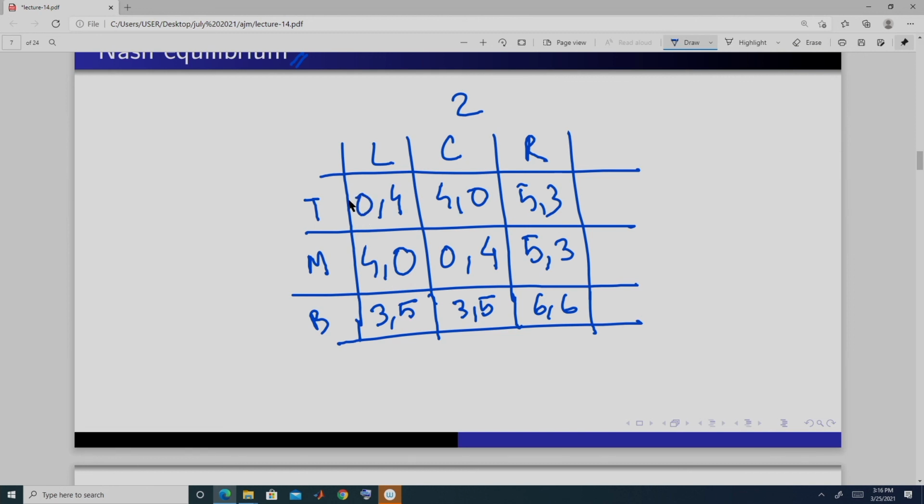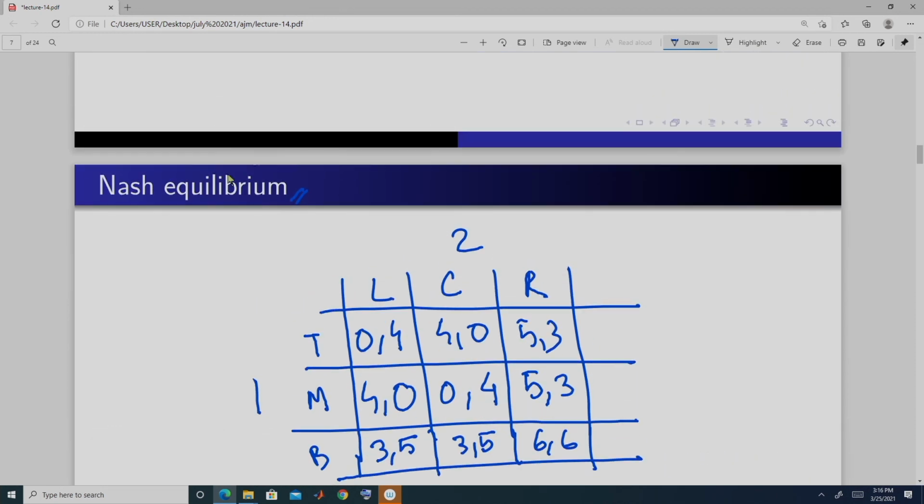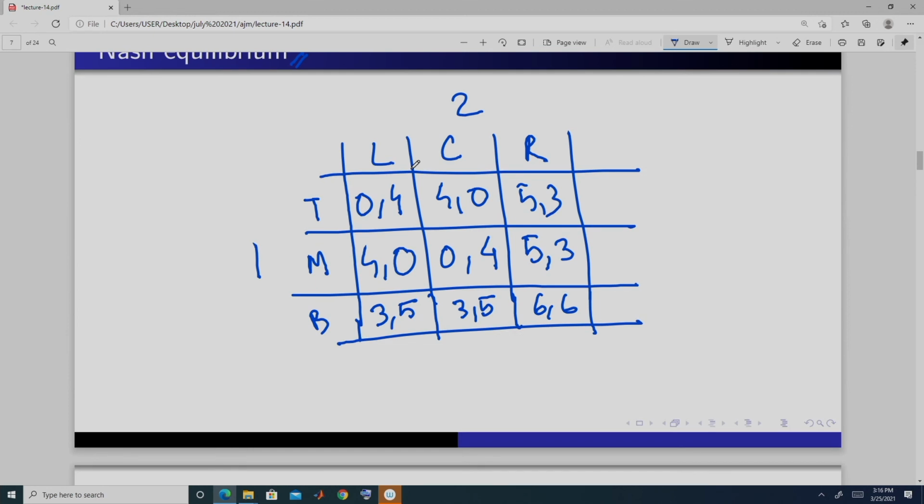Now, suppose player 1, how do we play the game if we are using the Nash equilibrium concept? Player 1 thinks, suppose I choose T, then what is player 2 going to do? Player 2 will compare: if he plays L he gets 4, if he plays C he gets 0, if he plays R he gets 3. So the best response to T is to play L, because 4 is greater than 0 and 3.